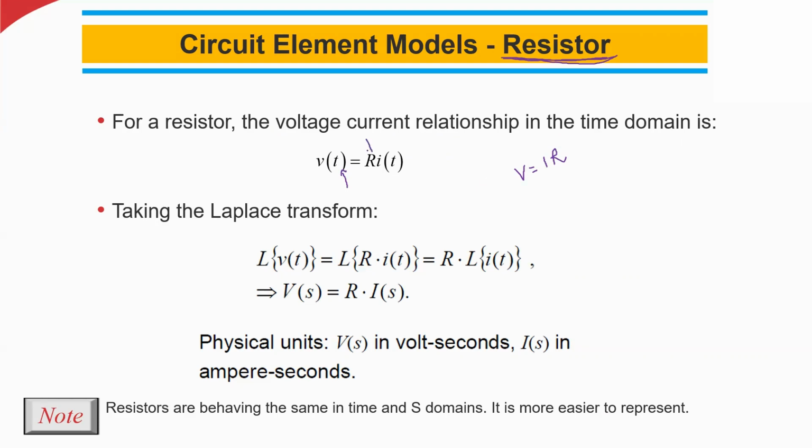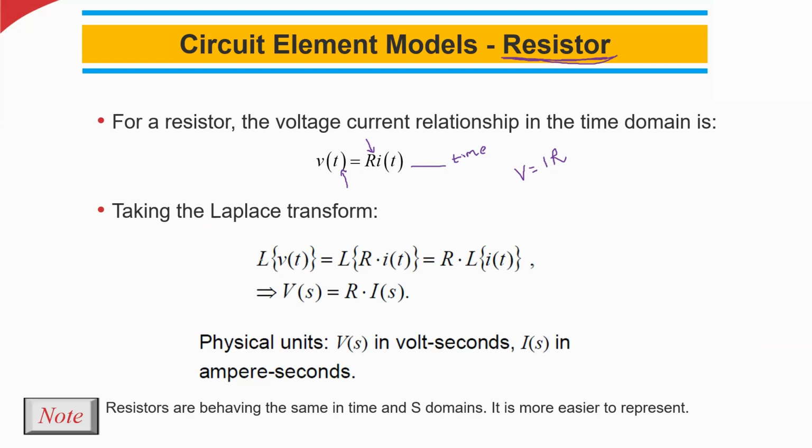R is a constant value, so we are not making any changes. This is the representation of the voltage in time domain. This is the representation of the resistor in time domain, the voltage across the resistor. So now if you take the Laplace transform, then what will happen?